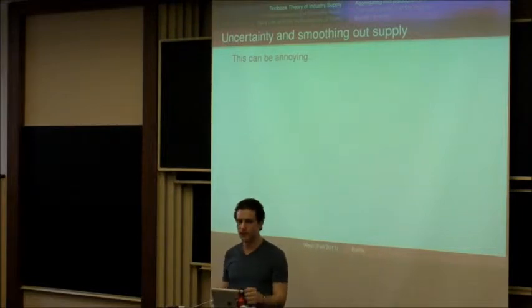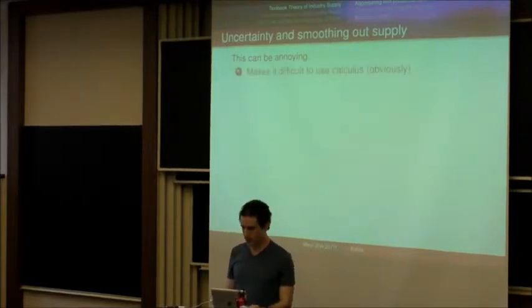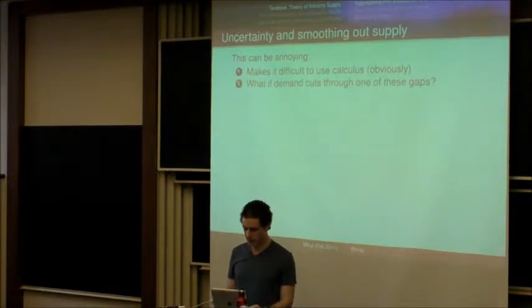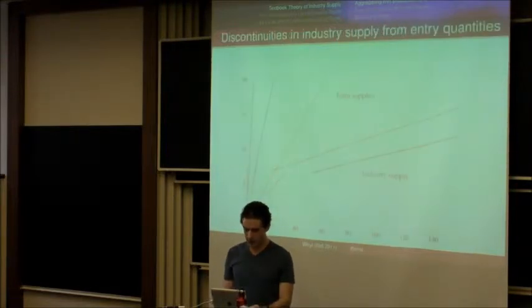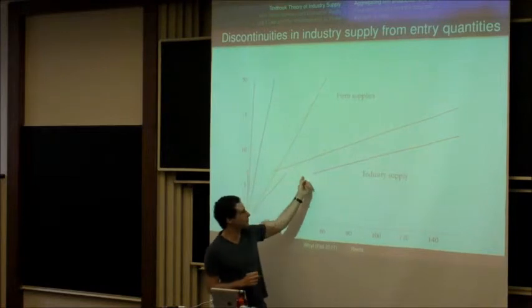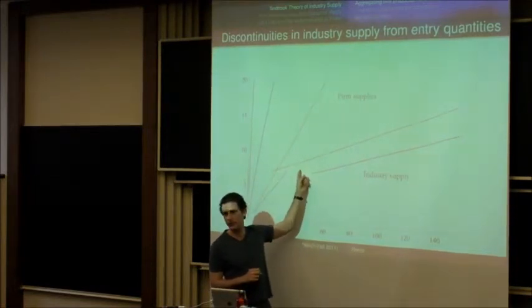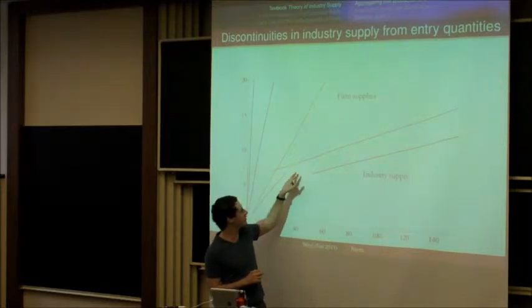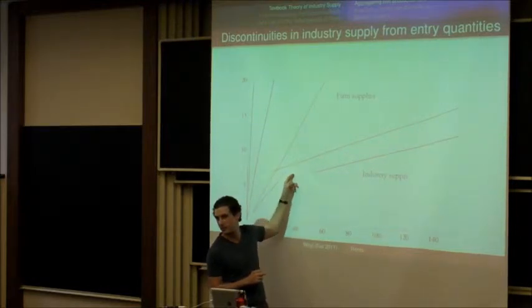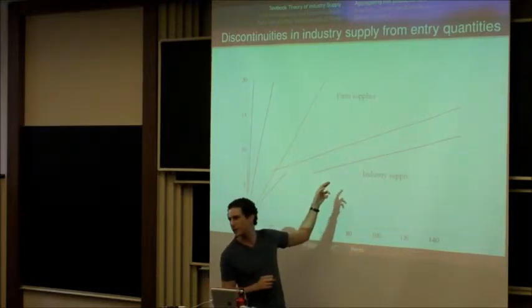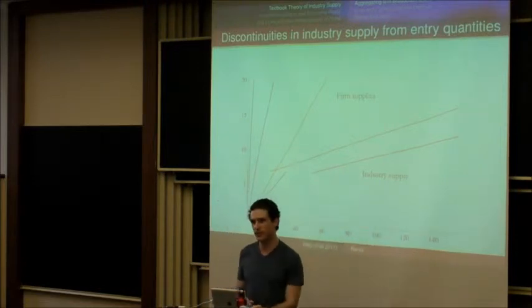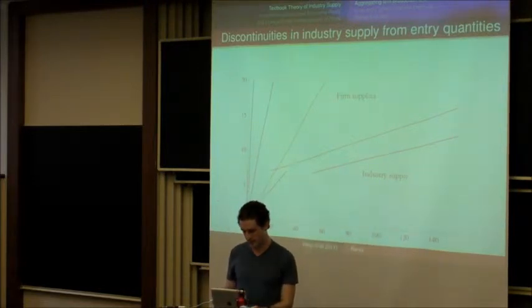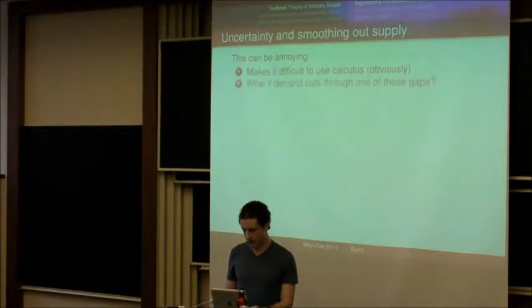Okay, so this can be annoying because it makes it so that we can't use calculus. It also is annoying because imagine that you had a demand curve that cut through this industry supply function at this point, right? Well, the industry would never supply something in between here. So it's not really clear that you could have an equilibrium in that case. Or what would happen.